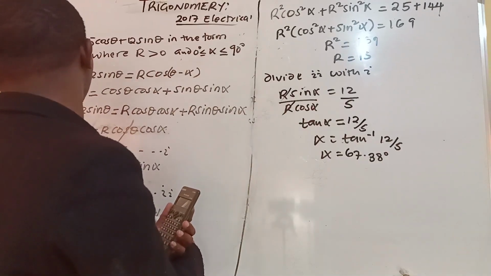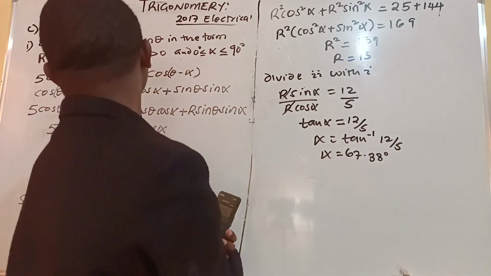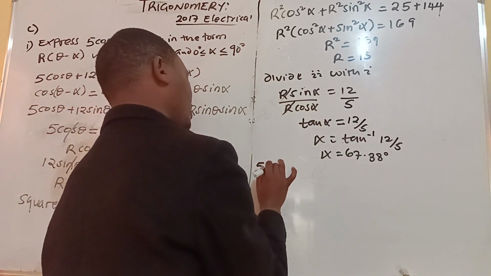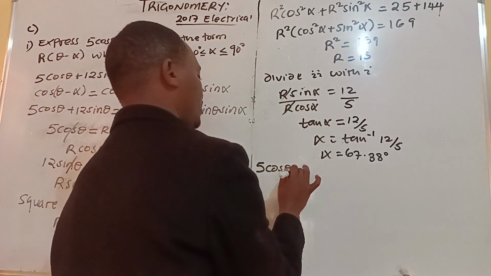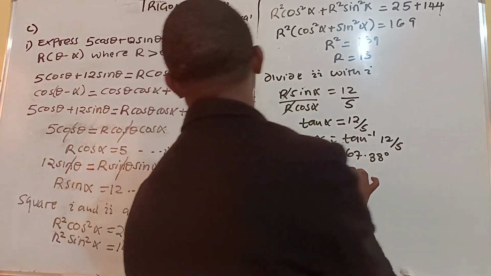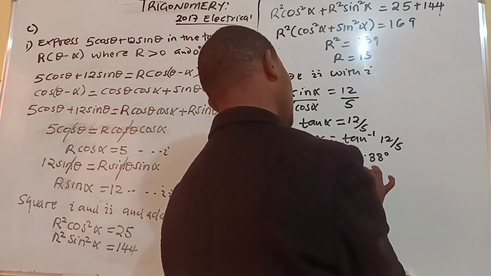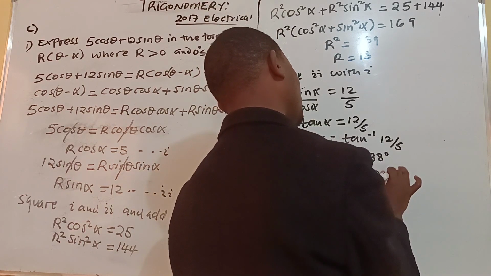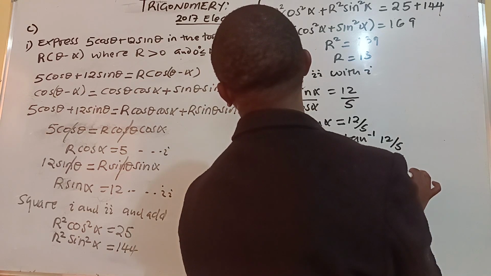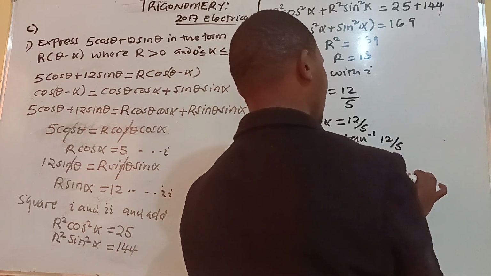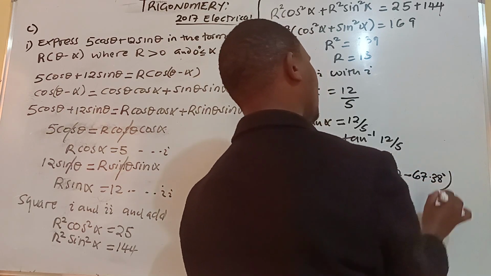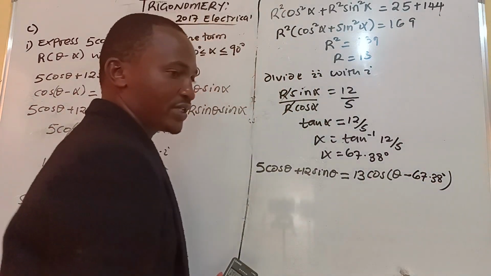Now our expression 5 cos theta plus 12 sin theta can be expressed as R, which is 13, cosine of theta minus 67.38 degrees, from which you can solve the second question.